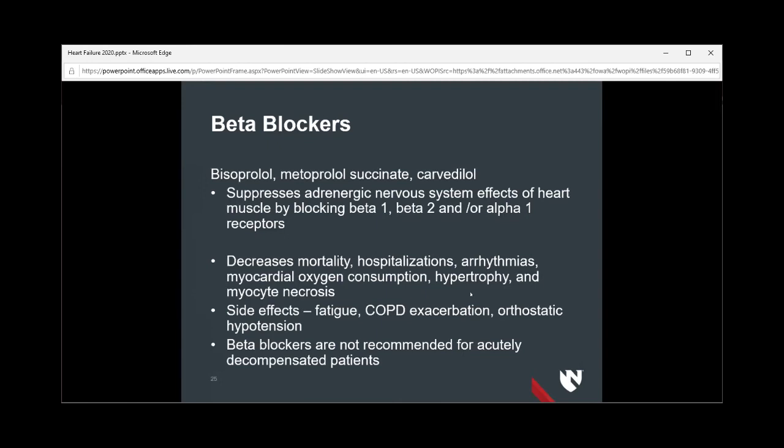Carvedilol, or Coreg, because it has alpha and beta activity, will lower your blood pressure much more than the other two. So if we have patients who are hypertensive, carvedilol is a better option. But if we have patients who are a little hypotensive and more tachycardic, we normally are going to start them on some metoprolol because you can titrate that better without lowering blood pressure as much.